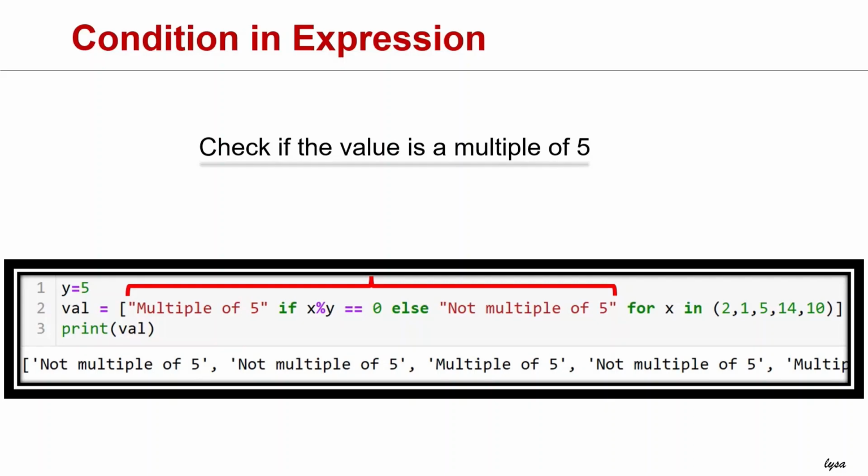How does this work? It takes the value of x, which is 2, and checks if it's a multiple of 5. If it is a multiple of 5, the value multiple of 5 is written into this list, else it writes the string not multiple of 5 into the list. Like this, it performs for every single value in the tuple that is given.